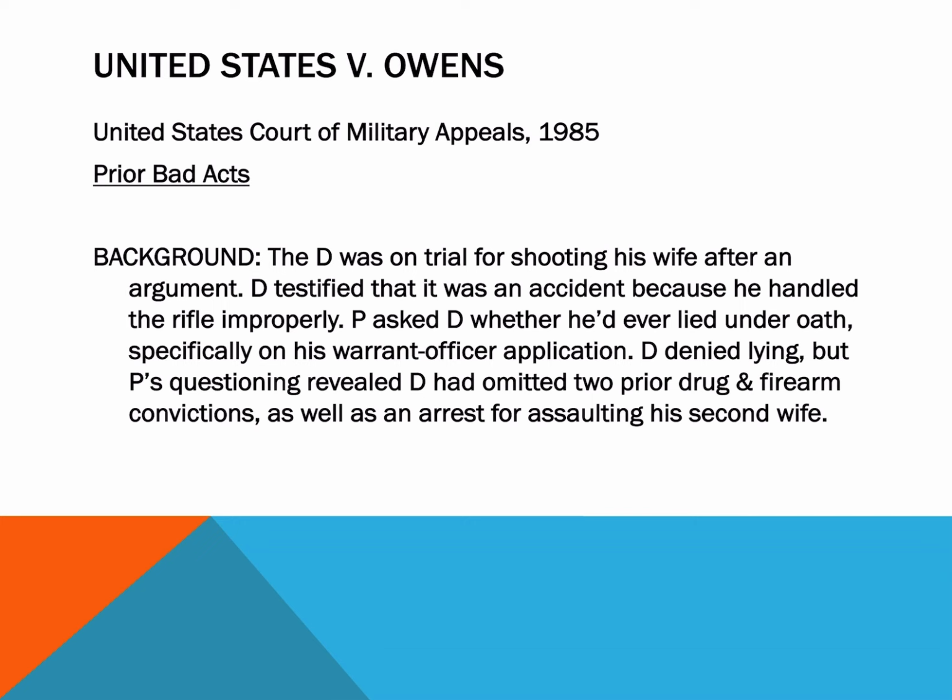The defendant testified that it was an accident because he had handled his rifle improperly. The prosecution then asked the defendant if he'd ever lied under oath, specifically on his warrant officer application. The defendant denied lying, but the prosecution continued to question him, and the defendant later revealed that he had admitted 2 prior drug and firearm convictions, as well as an arrest for assaulting his second wife, in this current case being the issue of shooting his third wife.